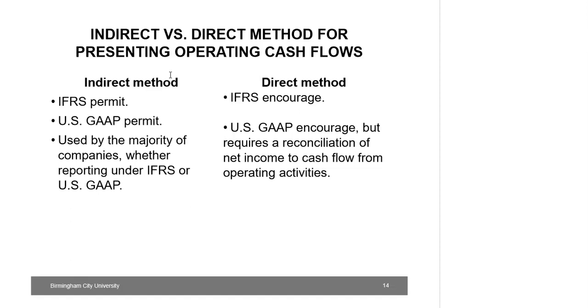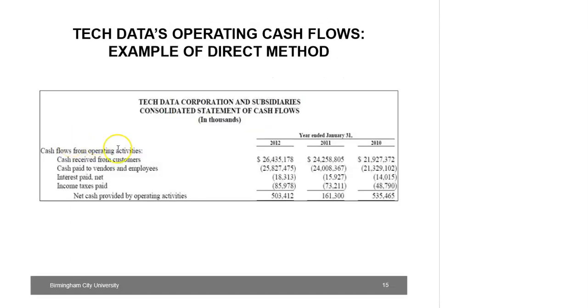The majority of the companies reporting under the IFRS or the US GAAP present using the indirect method for operating cash flows. Here we have the operating activities section of the cash flow statement for Tech Data, which is prepared using the direct method as it does not start with net income. It is showing the sources and uses of operating cash, for example, cash received from customers, cash paid to vendors and employees, interest paid net, and income taxes paid.